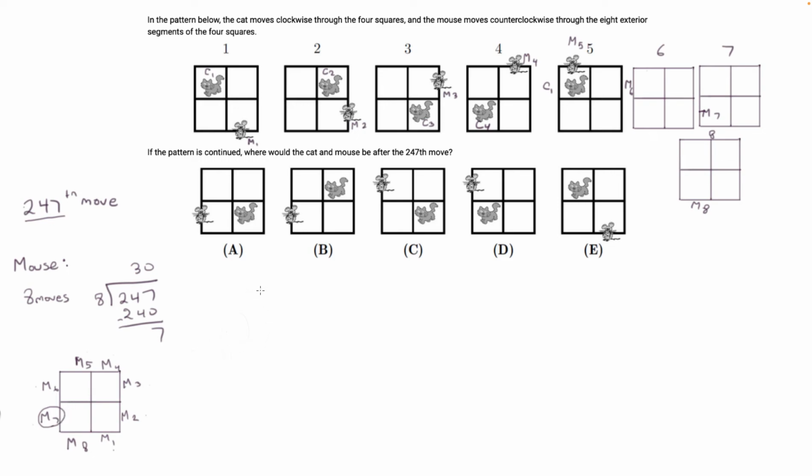And then next, if we do the cat, we see that the cat moves from C1 to C4. So that's a total of 4 moves that the cat moves. And then if we follow the same technique, we have to find the 247th move in the cat's position, so we divide 247 by 4. So we get 61. That's 244. We subtract it from 247, that's the remainder of 3. So the cat has a remainder of 3 moves from where the cat starts at C1, so we can count 3 steps clockwise.